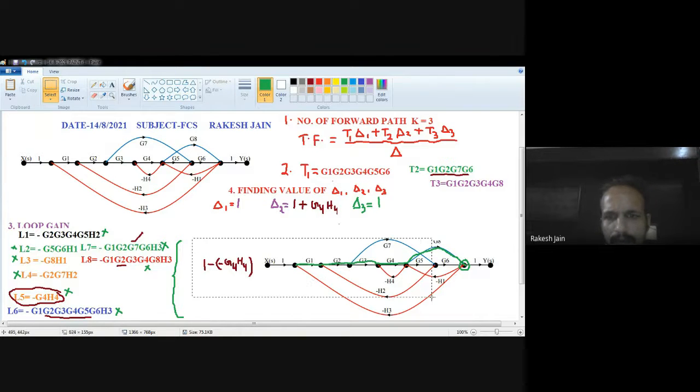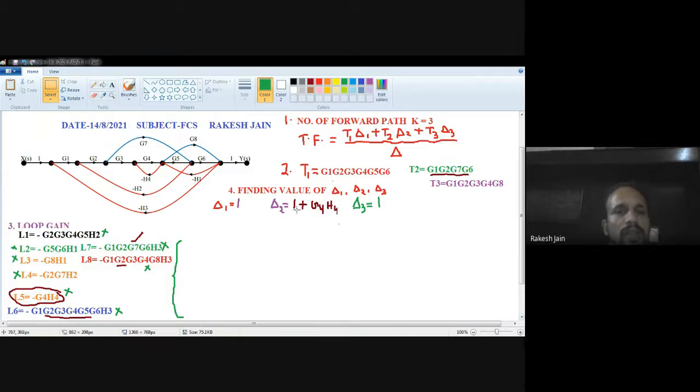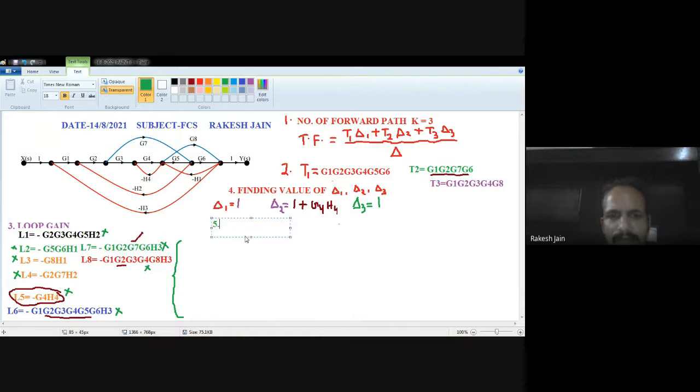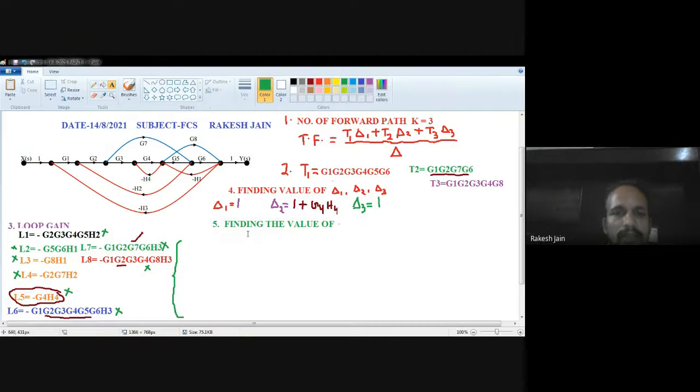Okay. So now we have to find out the last answer, that is the fifth step, and the fifth step is finding the value of del. And after this, we will complete this question by putting all those values in the place of del 1, del 2, del 3 of T1, T2, T3, and then del. Okay, so finding the value of del. Now this is a very important step.